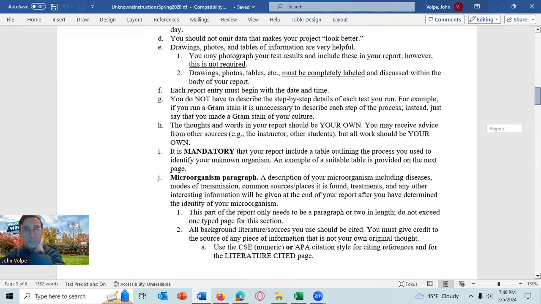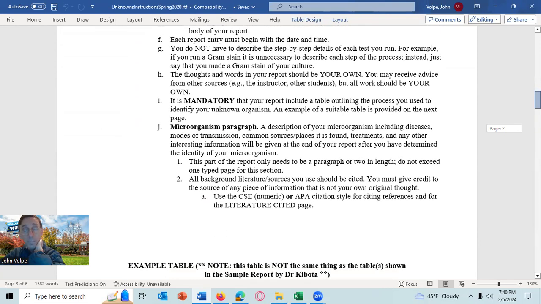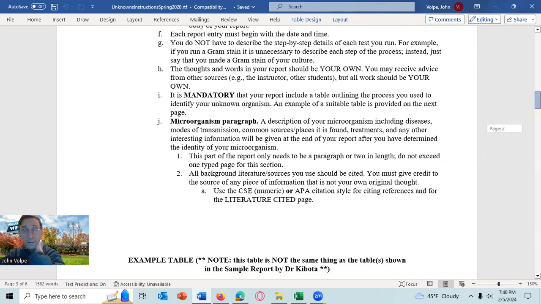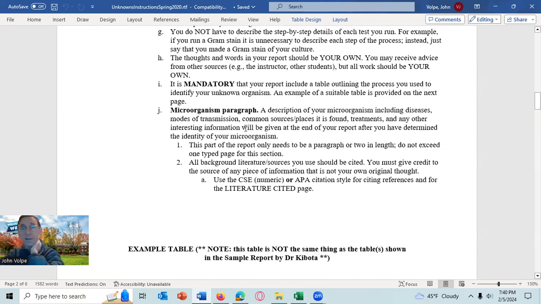It's also required that you have a microorganism paragraph, 1 paragraph or 2, where you discuss the microorganism you identify and the diseases it causes, and then other things about it, like the modes of transmission, common sources you find it at, treatments possibly. This will require you to look up the information, so you will have to give at least 1 literature citation, meaning a reference for your microorganism paragraph. This paragraph only needs to be a paragraph or 2. Do not exceed 1 type page for the paragraph discussing your organism.